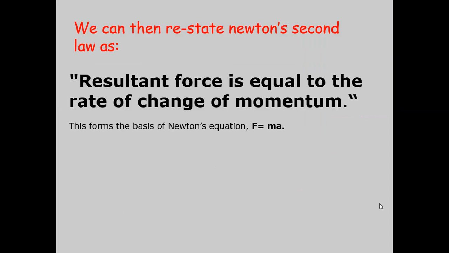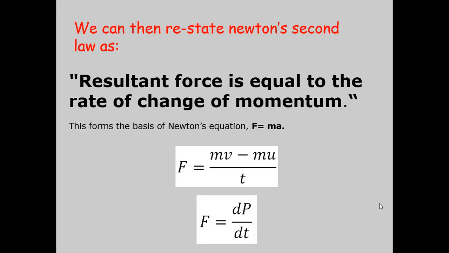We can then restate Newton's second law as resultant force is equal to the rate of change of momentum. So this forms the basis of Newton's equation F equals ma, but it can be shown as F equals mv minus mu divided by t. So exactly the same Newton's second law idea, but just interpreted in a new way. Can also be shown as force is the change in momentum divided by the change in time.